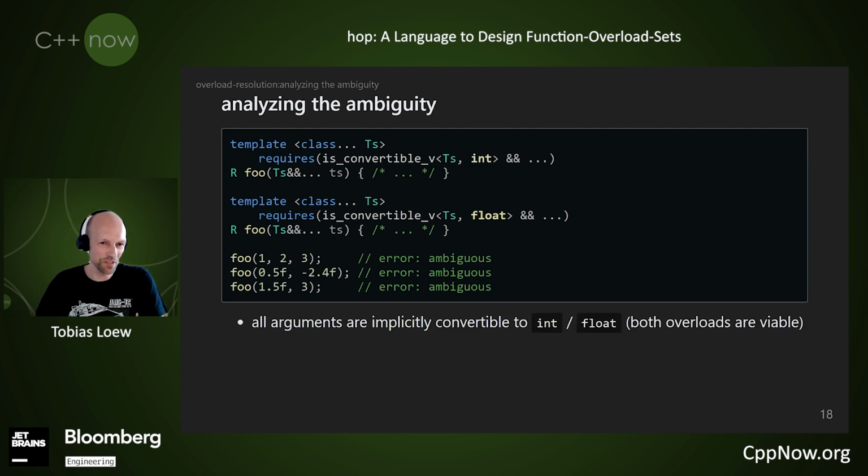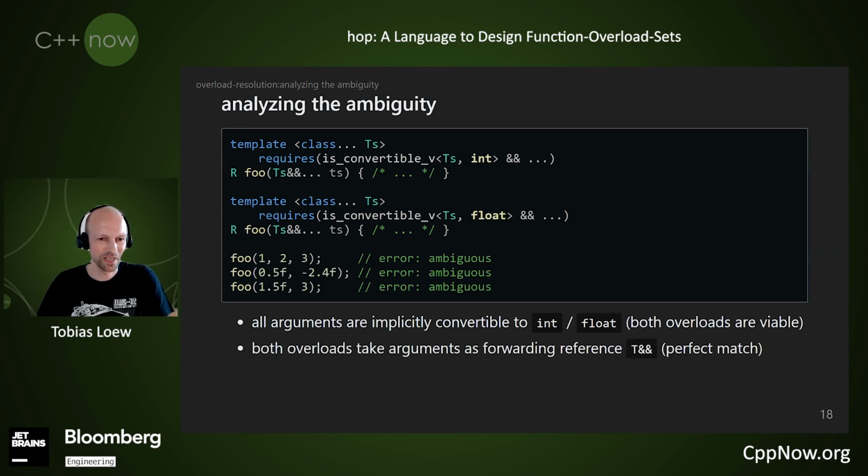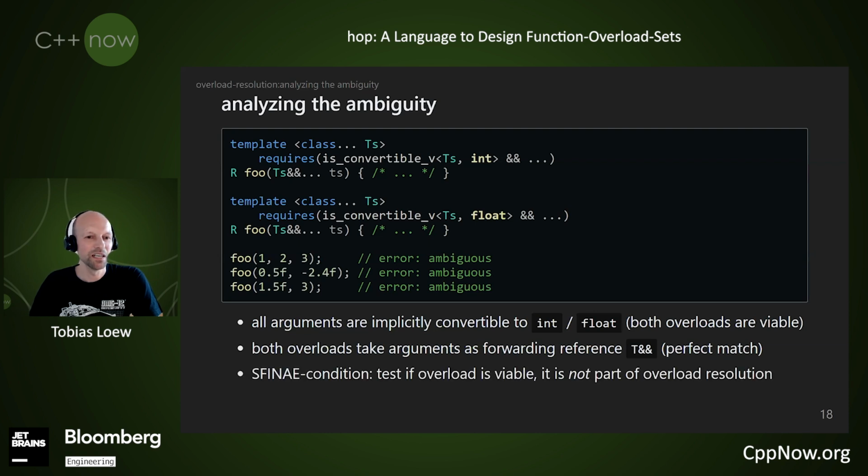First of all, the arguments we gave to our functions were ints and floats, and they're implicitly convertible to each other. Furthermore, both overloads take their arguments by forwarding reference, and so they are both perfect matches for those arguments. And then we have an SFINAE condition, but that's just a test if the overload is viable at all. It's not part of the overload resolution.